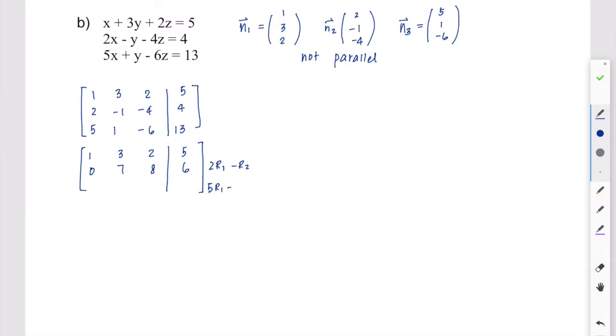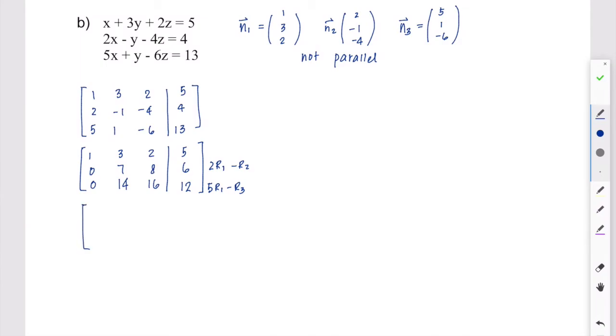5R1 minus R3. Let's see, that will be gone. So 15 minus 1, 14. 10 plus 6, 16. 25 minus 13 is 12. All right, so I guess keep going. But I do notice something here. When you compare the second row and the third row, the third is basically twice the second row.